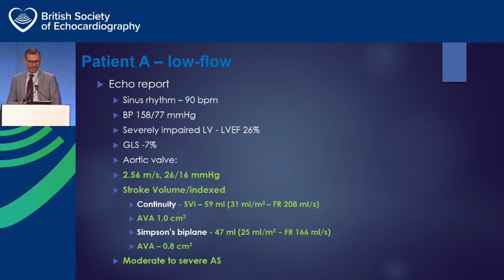with severely impaired LV. And importantly now, the flow rate has gone from 208 mils per second to 166 according to this stroke volume, which may suggest that the valve might not be opening as well as it possibly could do because it's such a low flow state. And at that stroke volume, the valve area is calculated at 0.8. So overall, the conclusion was that this is probably moderate to severe aortic stenosis.